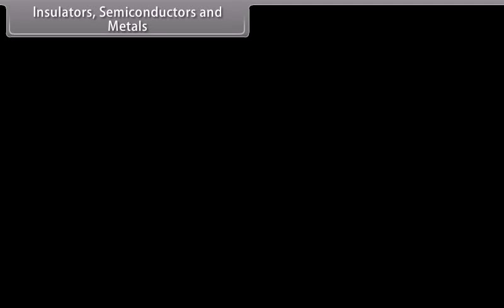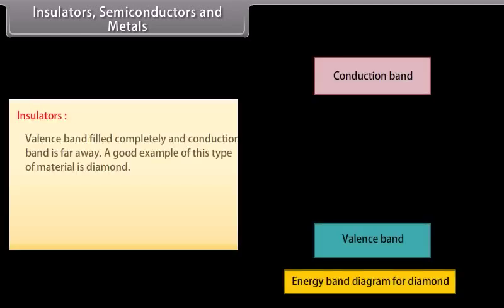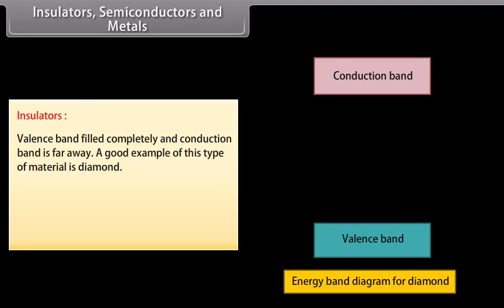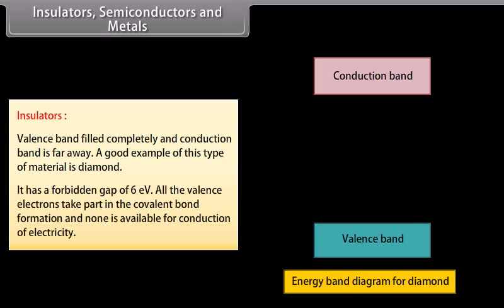Insulators, semiconductors and metals. On the basis of band theory of solids, the solids are classified as insulators, semiconductors and metals. Insulators. Valence band filled completely and conduction band is far away. A good example of this type of material is diamond. It has a forbidden gap of 6 electron volts. All the valence electrons take part in the covalent bond formation and none is available for conduction of electricity.